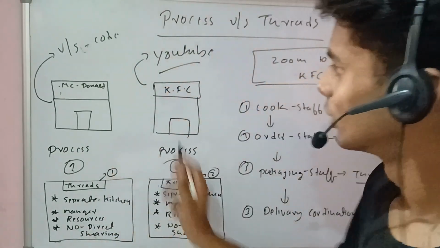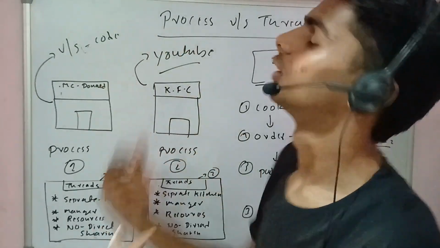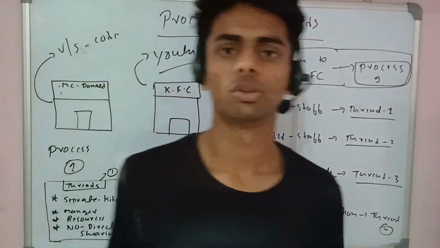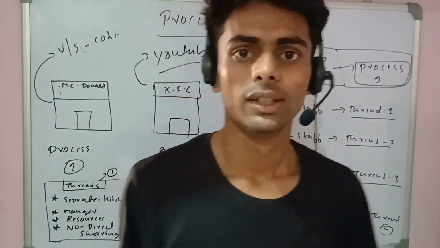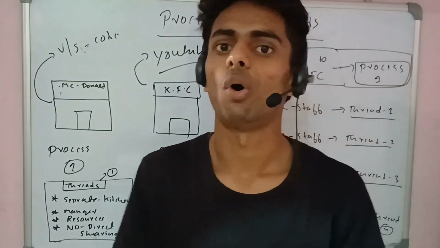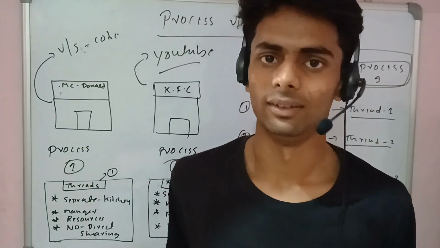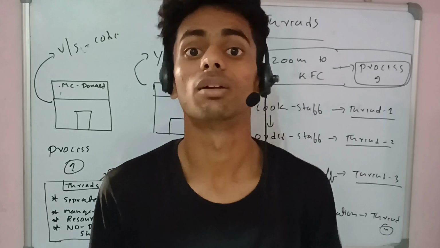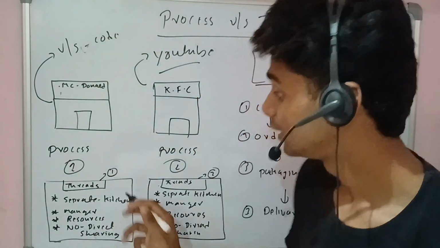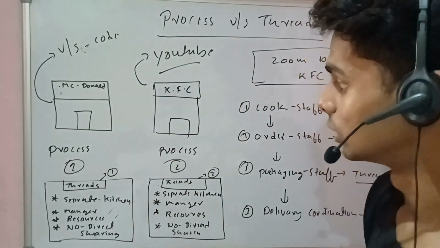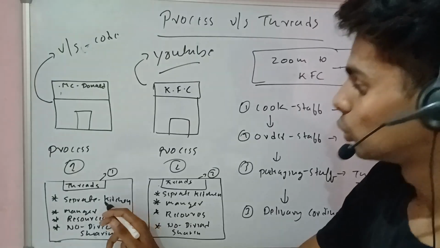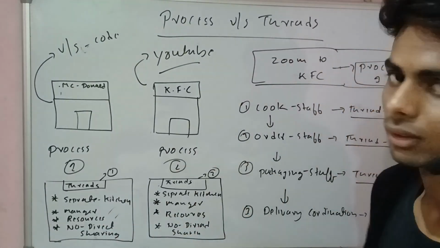Similarly, McDonald's has its own internal working model. It's not about our domain to discuss how. Inside it, the units that are shared are called threads. A thread is like the internal working structure, like in a restaurant the separate kitchen, manager, and resources. McDonald's has all of that running behind the scenes.